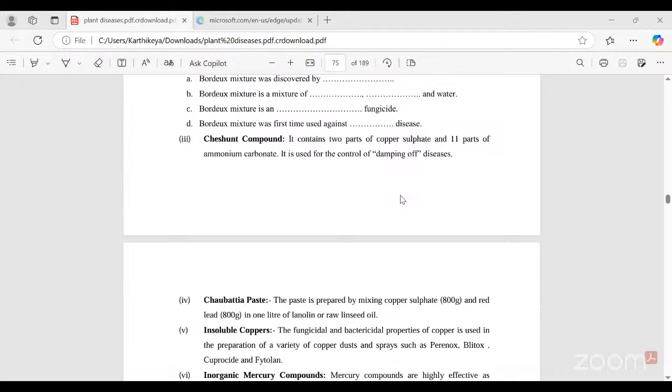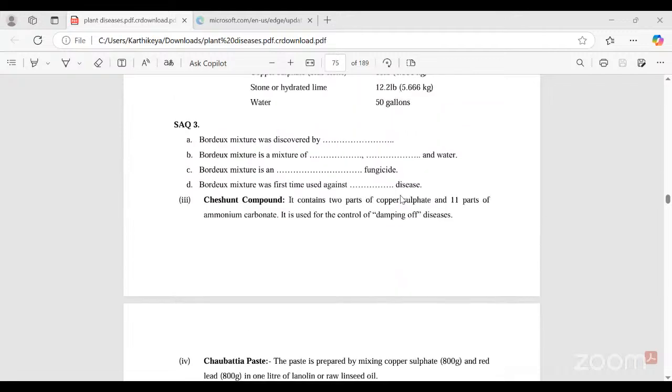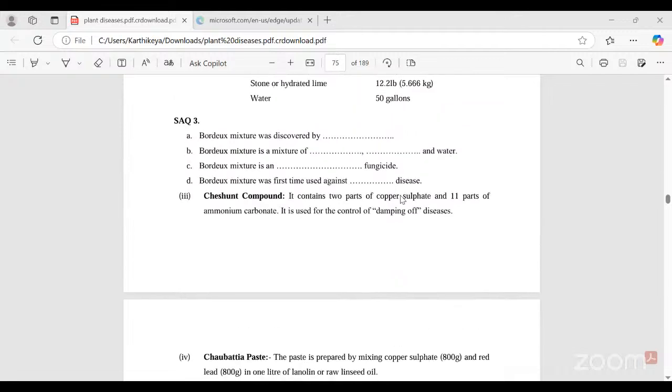This one is the cuprammonium carbonate compound. It contains 2 parts of copper sulfate and 11 parts of ammonium carbonate. It is used for the control of damping off disease.